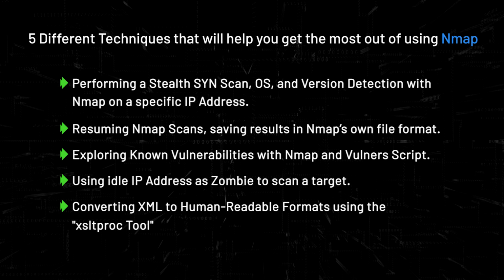The first thing we'll look at is performing a stealth SYN scan, OS, and version detection with Nmap on a specific IP address. The second thing we'll look at is resuming Nmap scans, saving results in Nmap's own file format. The third thing we'll look at is exploring known vulnerabilities with Nmap and the Vulners script. The fourth thing we'll look at is using an idle IP address as a zombie to scan a target. And the fifth thing we'll look at is converting XML to human-readable formats using the xsltproc tool. So without further ado, let's jump in.